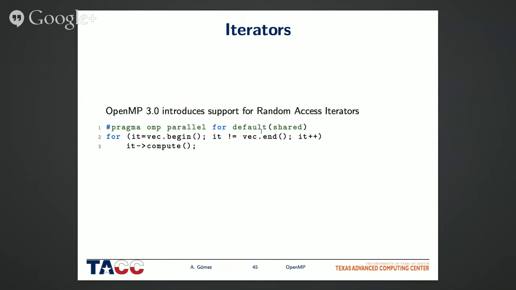Not all the iterators are supported, only these random access iterators. If you go to the specification of what a random access iterator is in C++, you will realize that most of the iterators that you actually know are valid for this, okay? But I think there are 11 different types of iterators in C++.